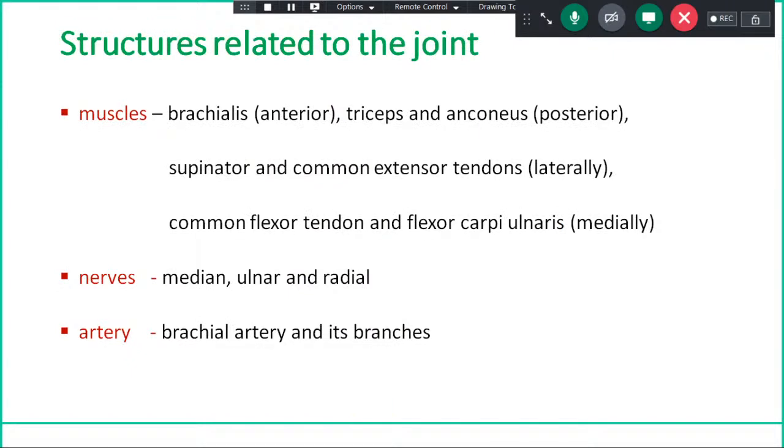Okay. And the arteries, only one artery is over there in the arm, that is the brachial artery and its branches. What are the branches of the brachial artery? The radial and the ulnar artery. Okay.